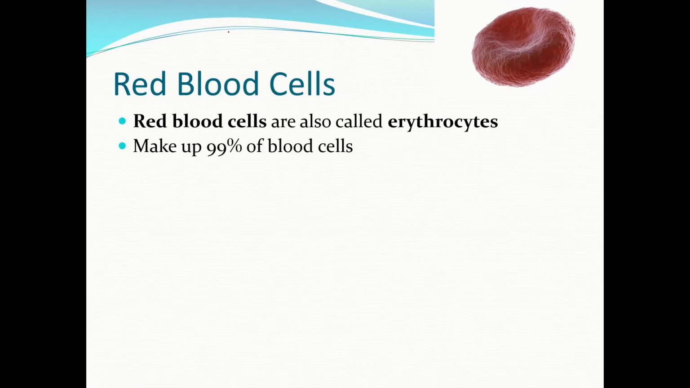So I said before that 45% of your blood is cells. They make up 99% of the 45%. So basically, 44% of your blood is red blood cells, and 1% is white blood cells, of that 45%.